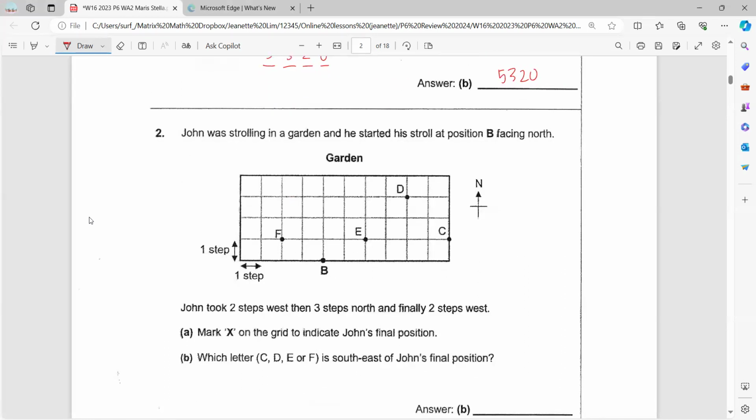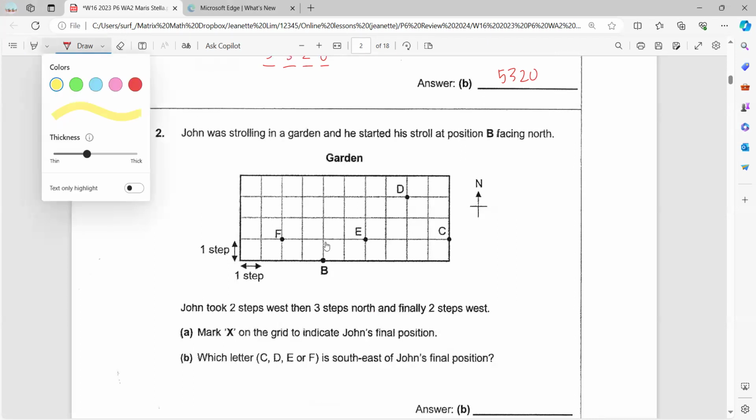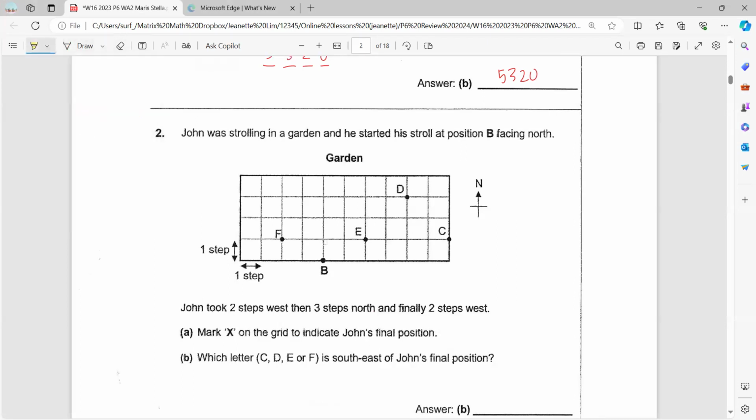Question 2, John was strolling in a garden and he started his stroll at position B, facing north. So position B is over here, facing north, so he's facing upwards. He took 2 steps west and 3 steps north. Okay, I'm going to highlight from B, 2 steps west.